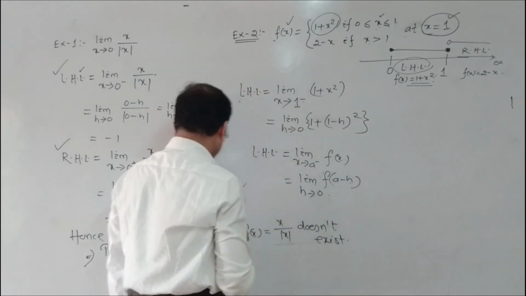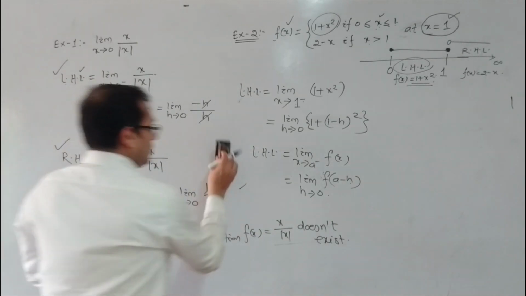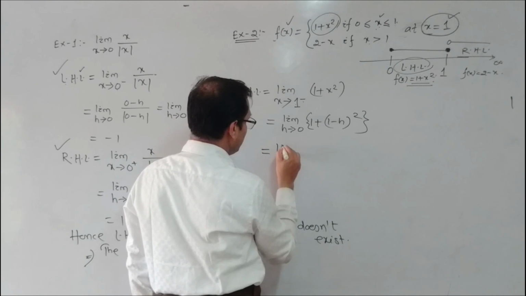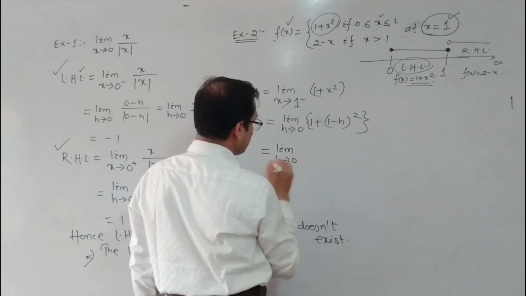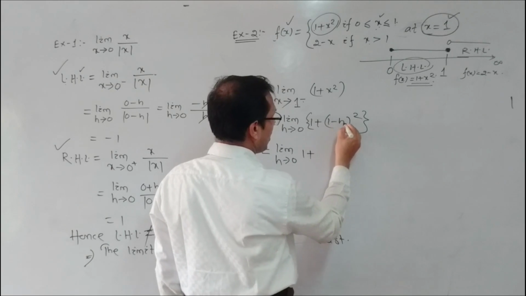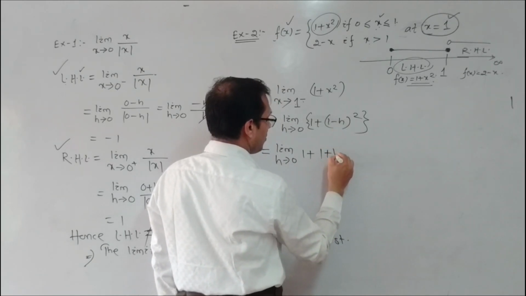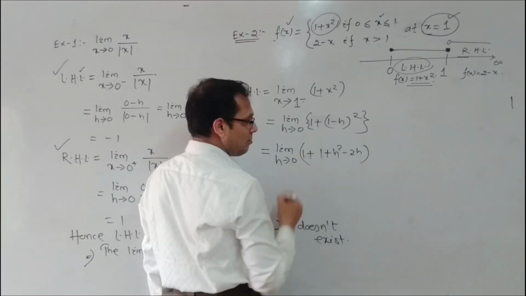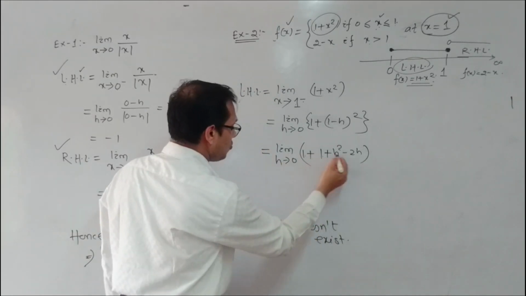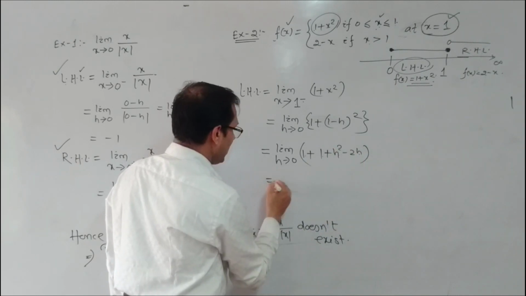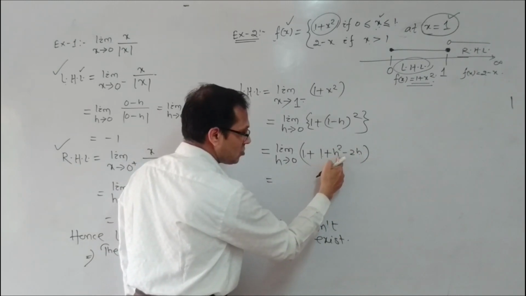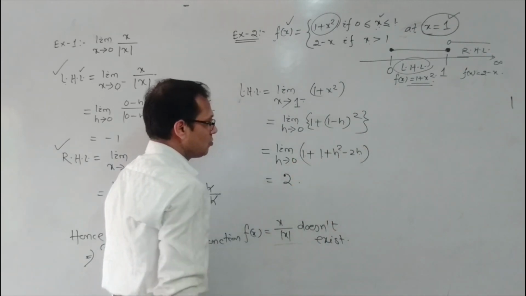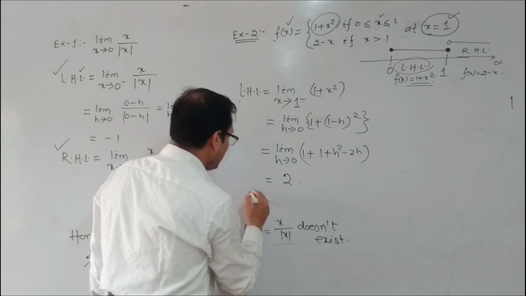So this is nothing but the limit h tends to 0, 1 plus (1 minus h) whole square, which is 1 plus 1 plus h square minus 2h. So 1 plus 1 is 2, so 2 plus h square minus 2h. When h tends to 0, this one is 0, this one is 0, we are left with 2. Okay. Now we have to find the right hand limit.